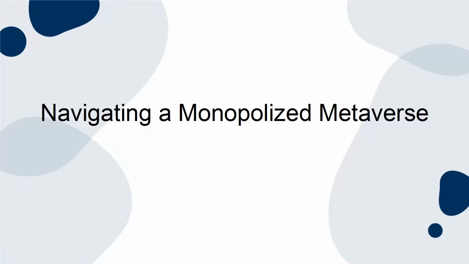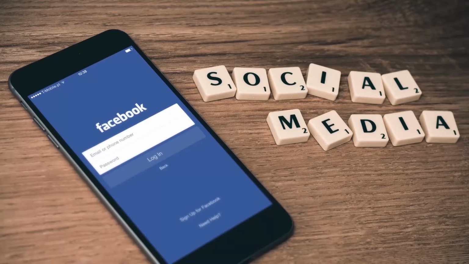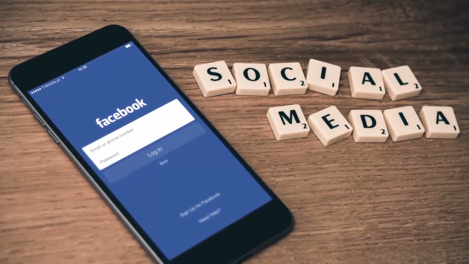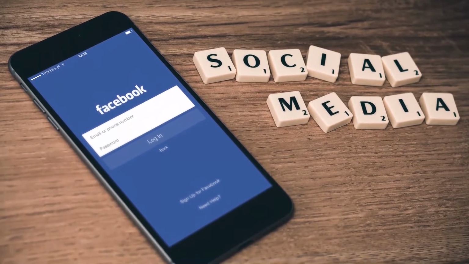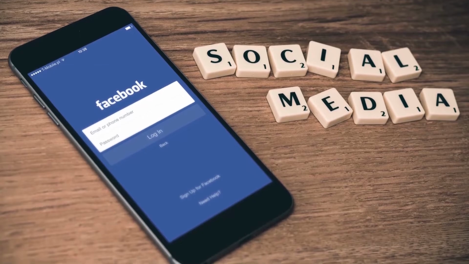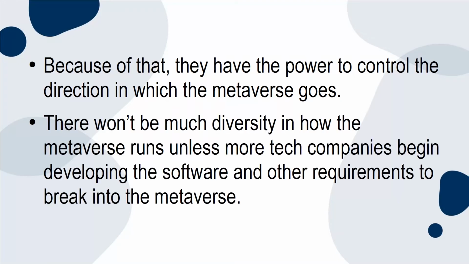Navigating a monopolized metaverse. Beginning with the potential for monopolization within the metaverse, we need to discuss the Meta brand. As Facebook, Meta became a billion-dollar social media and tech company. As such, they've essentially swept the market in terms of other social media platforms and have pioneered the way in social networking. Because of that, they have the power to control the direction in which the metaverse goes. There won't be much diversity in how the metaverse runs unless more tech companies begin developing the software and other requirements to break into the metaverse.